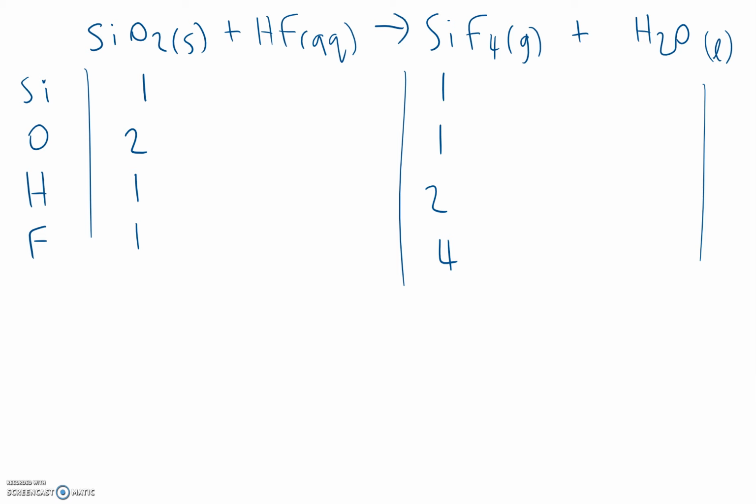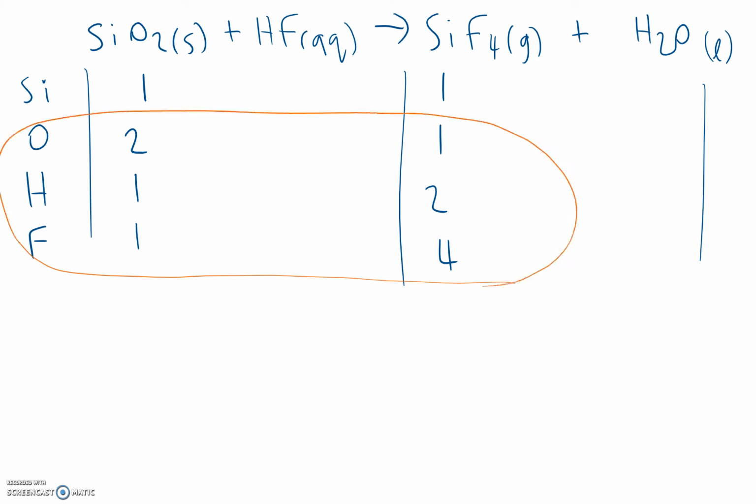So I can clearly see that this equation isn't balanced, and I'll start off with the oxygen. I have 2 on the left, and I need to increase the number on the right. So I put a coefficient of 2 in front of the H2O.